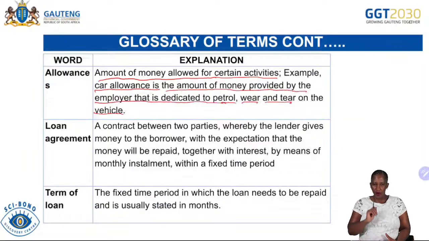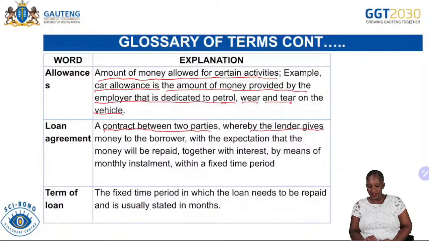Then the other part of financial documents, we have what you call the loan agreement. A loan agreement, we will also do the loans in detail at a later stage. As you have seen under Unit 4, the loans are there as well. So what is a loan agreement? A loan agreement is a contract between two parties whereby the lender gives money to the borrower.